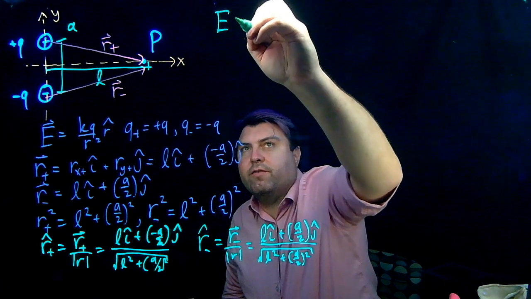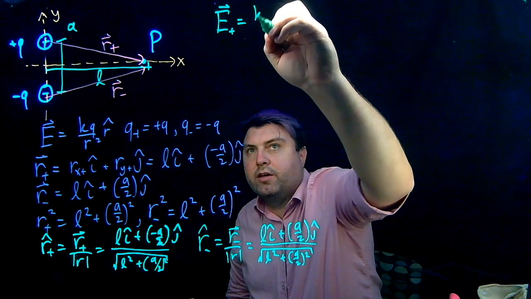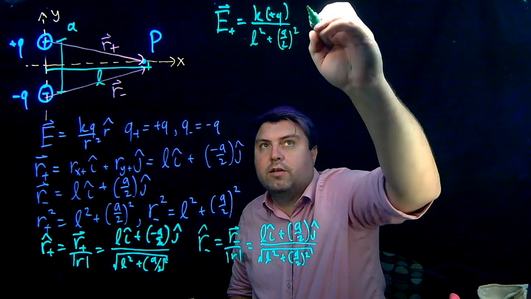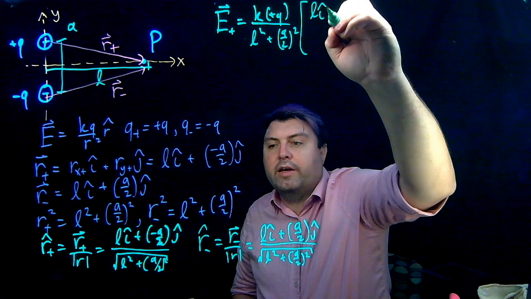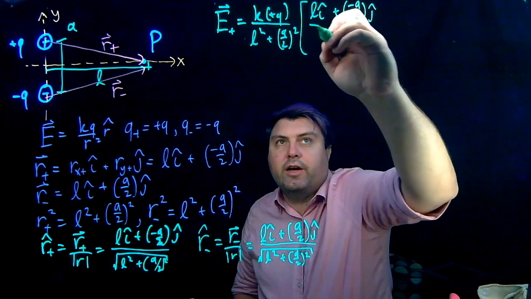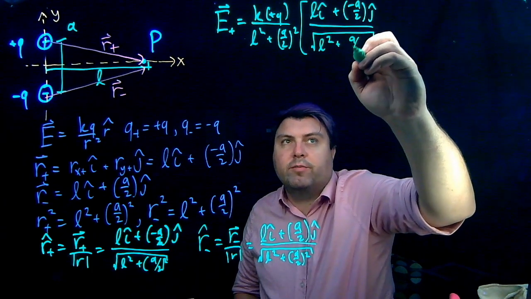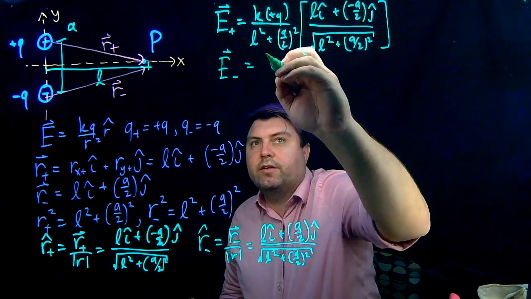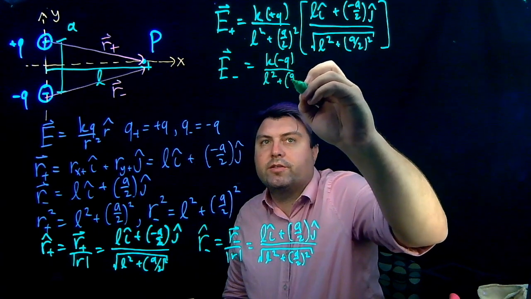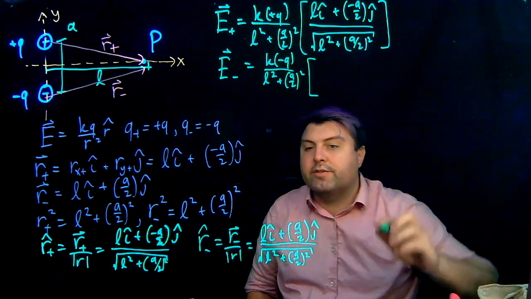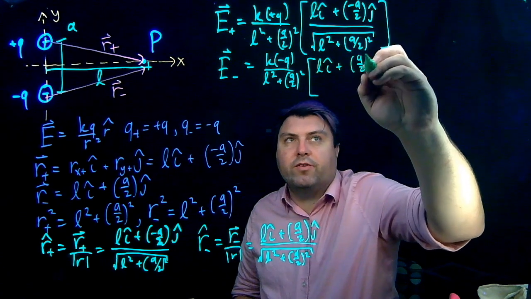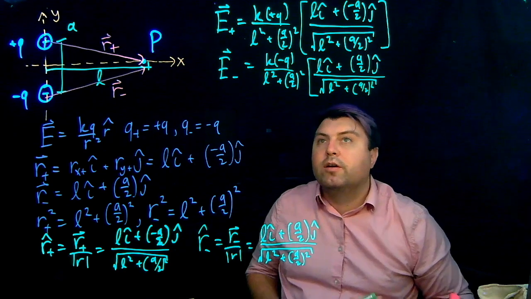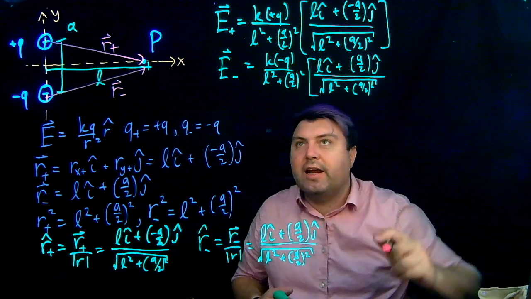So my electric field from the positive charge is going to be K times plus Q over my R squared, and then we're going to dedicate a lot of space to this: L I hat plus negative A over 2 J hat over the square root of L squared plus A over 2 squared. So that's my E plus. Then my E minus is going to be K times minus Q over L squared plus A over 2 squared, and then my R hat is going to be L I hat plus positive A over 2 J hat over the square root of L squared plus A over 2 squared.